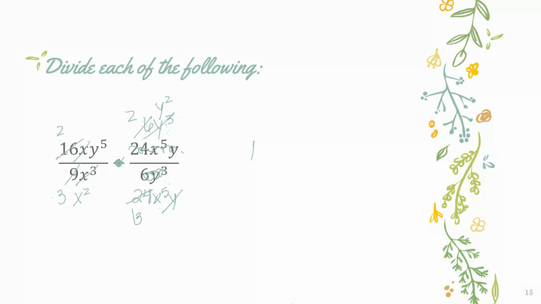Let's multiply what we have left. So 2 times 2 is 4. Then I've got y^5 and y^2 is y^7. On the bottom, 3 times 3 is 9. And I've got x^2 and x^5 is x^7.